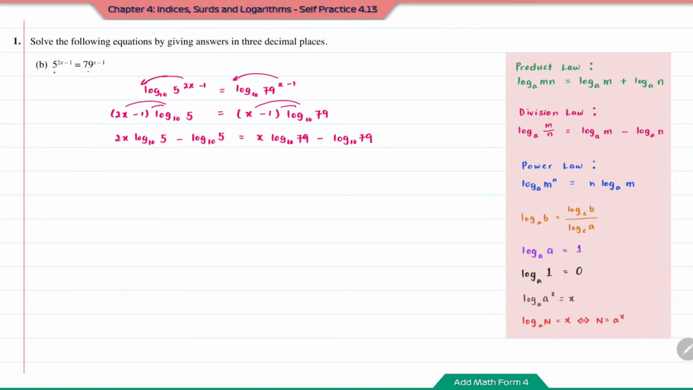We want to solve for the x, therefore we're going to collect the x on the left hand side. So here we're going to minus x times log base 10 of 79 equals, and we're going to move this negative log base 10 of 5 to the right hand side. Therefore, we're going to get positive log base 10 of 5 minus log base 10 of 79. So here we can factorize for the x. So x bracket, 2 times log base 10 of 5 minus log base 10 of 79.